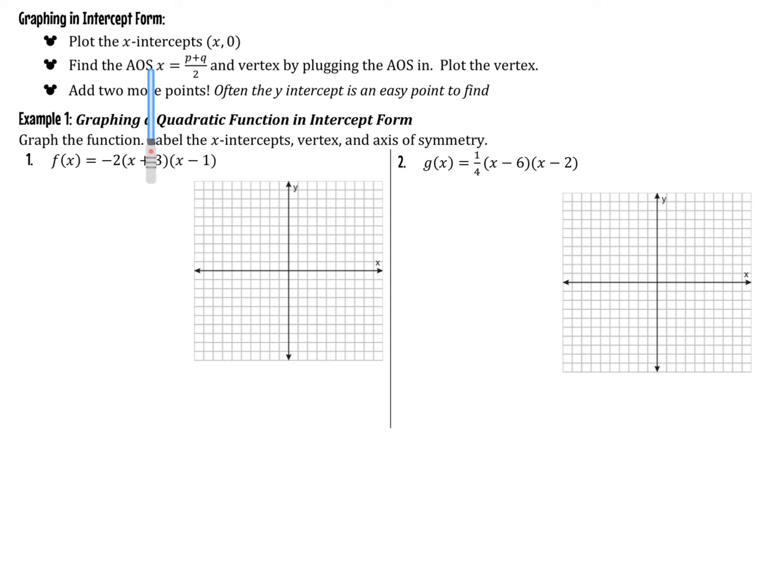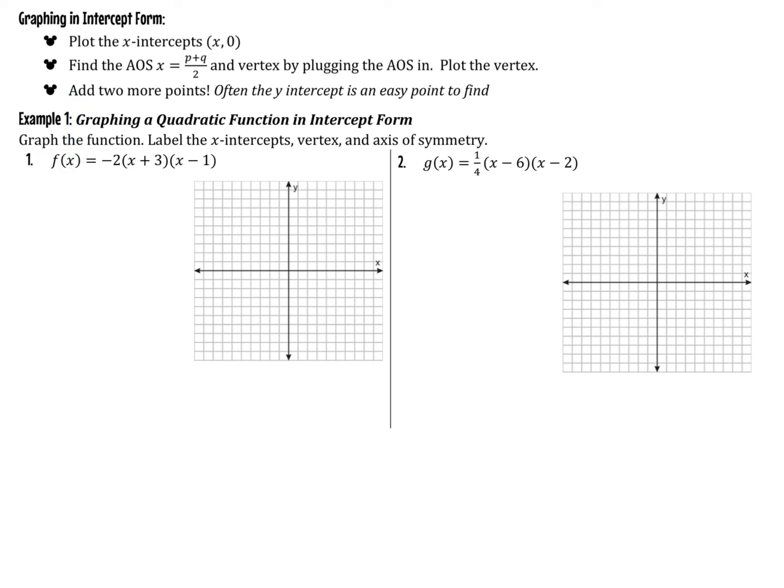Then we're going to find the axis of symmetry. We can either use this formula, or I'm going to show you how, if we're graphing it, oftentimes we can just identify it from the graph. And we're going to plug the axis of symmetry in to find our vertex. Then we just need 1 or 2 more points to make sure that we have 5 points, or at least enough to fit on the graph to graph the shape of that quadratic function.